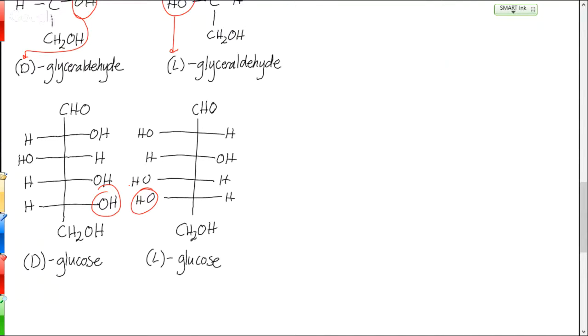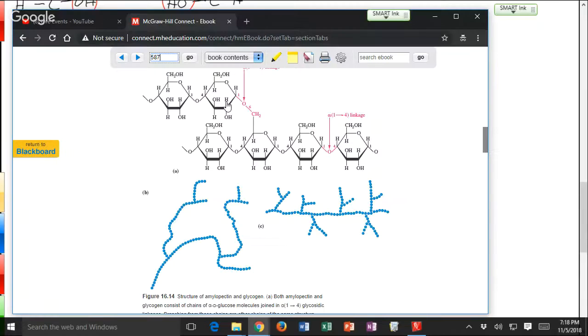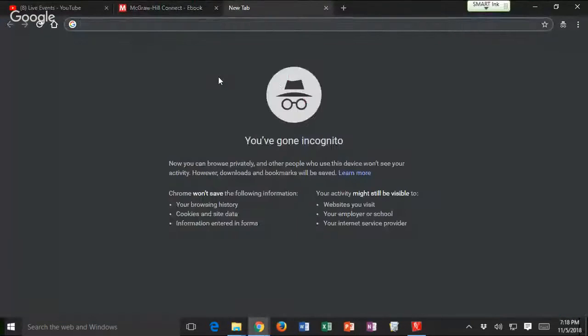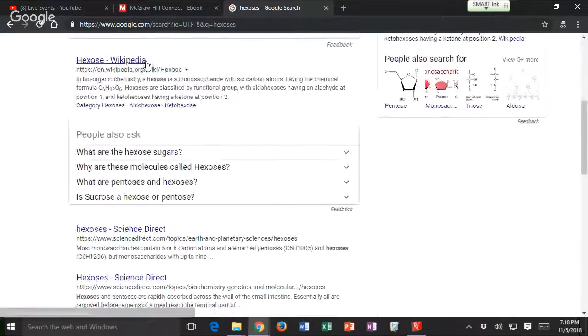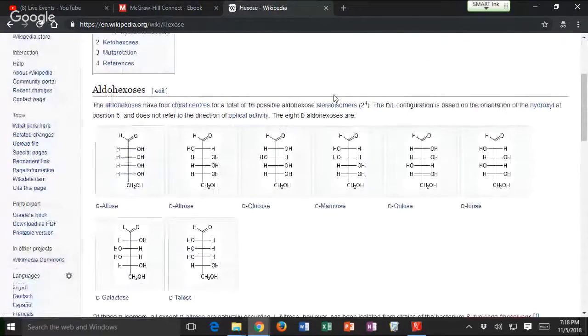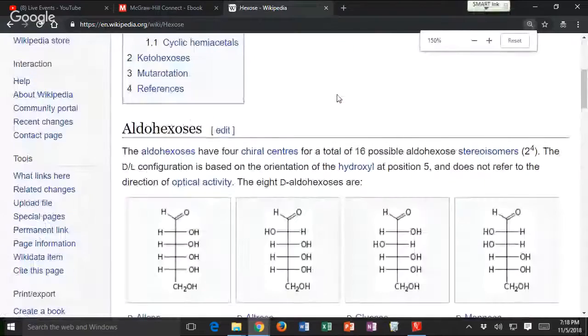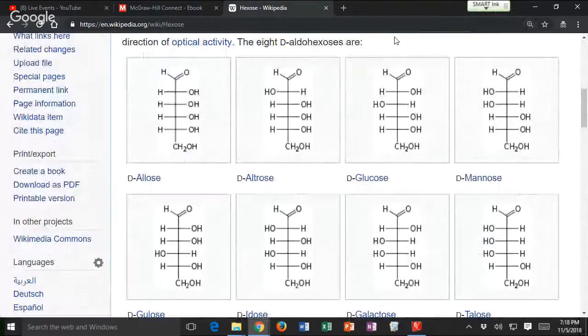There isn't a great figure in the book, and I don't want to go through it all because you don't have to know all this, but I want to show you a picture of all the different possible sugars that you can get with 6 carbons. So we've got glucose.